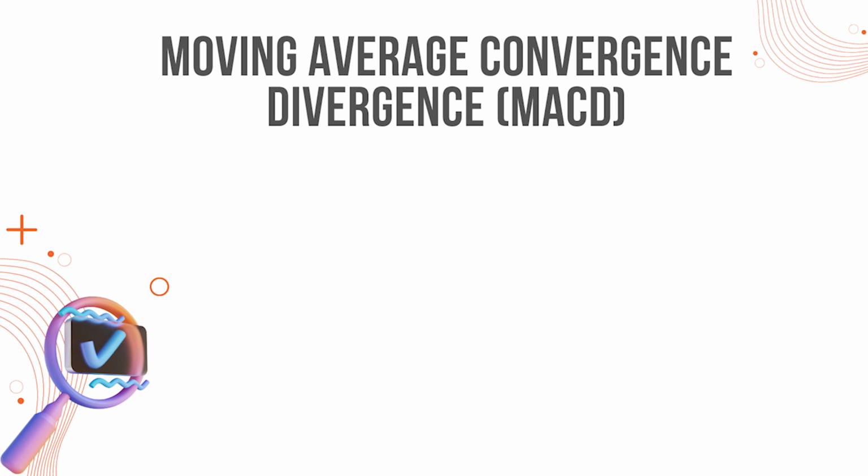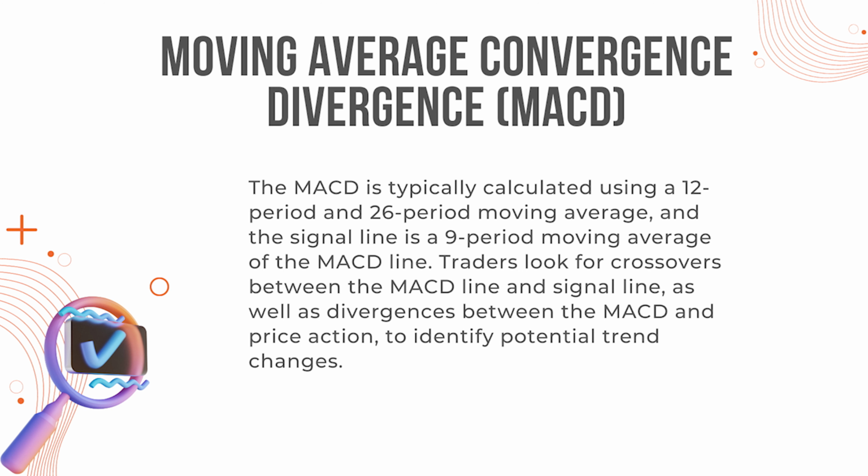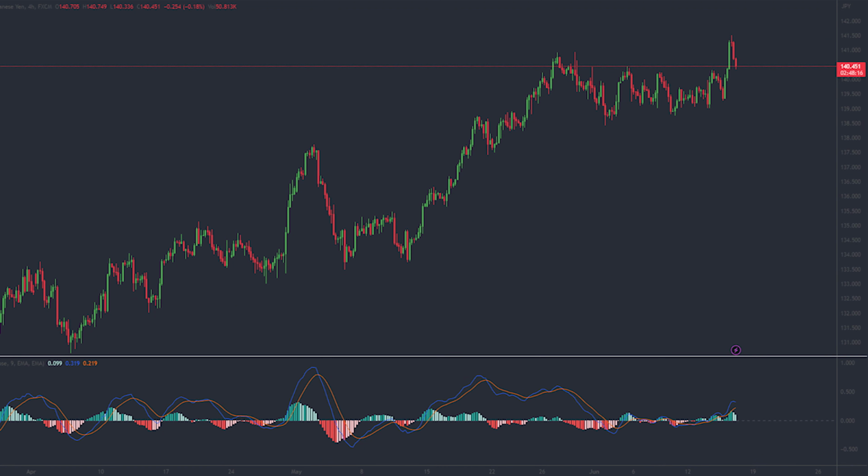Next up, moving average convergence divergence. The MACD is typically calculated using a 12-period and 26-period moving average, and the signal line is a 9-period moving average of the MACD line. Traders look for crossovers between the MACD line and signal line, as well as divergences between the MACD and price action to identify potential trend changes.